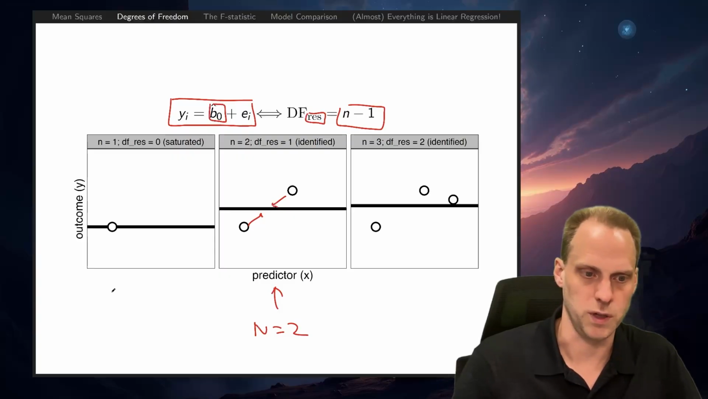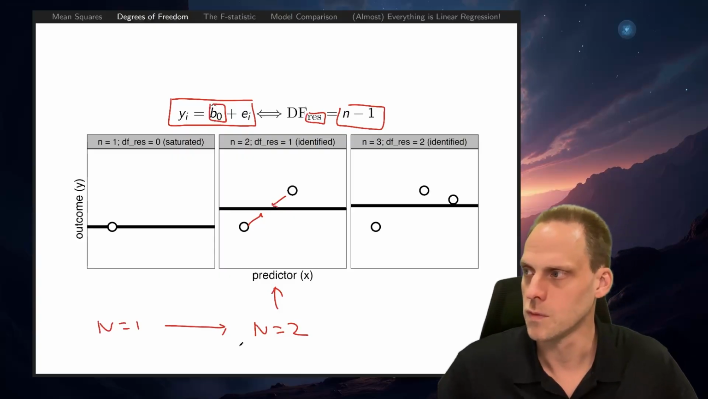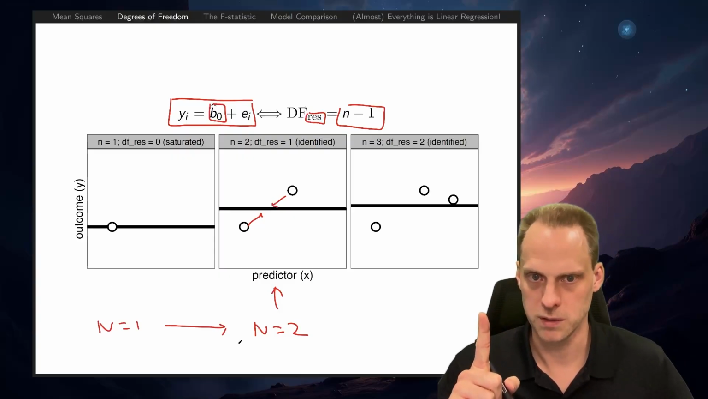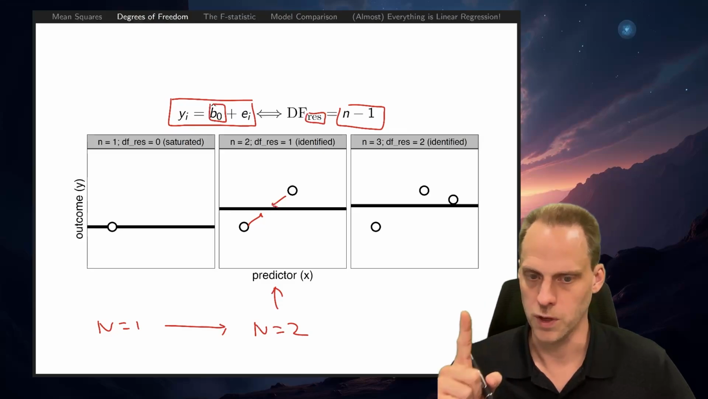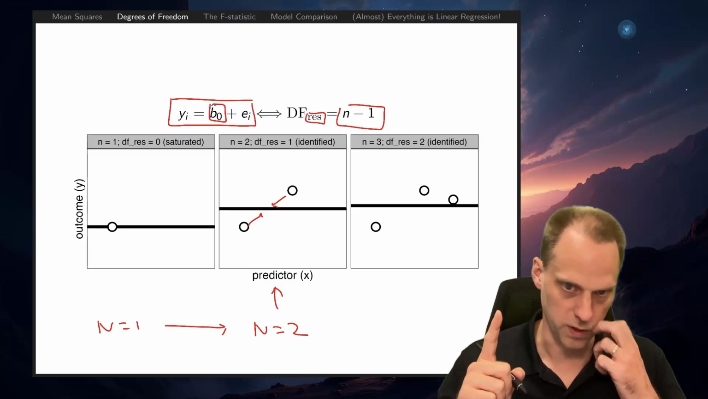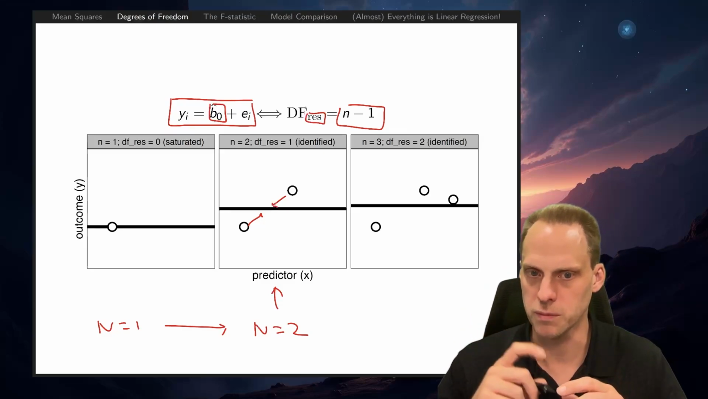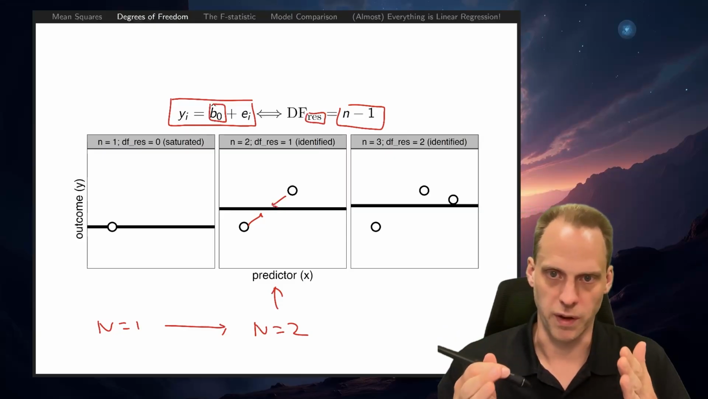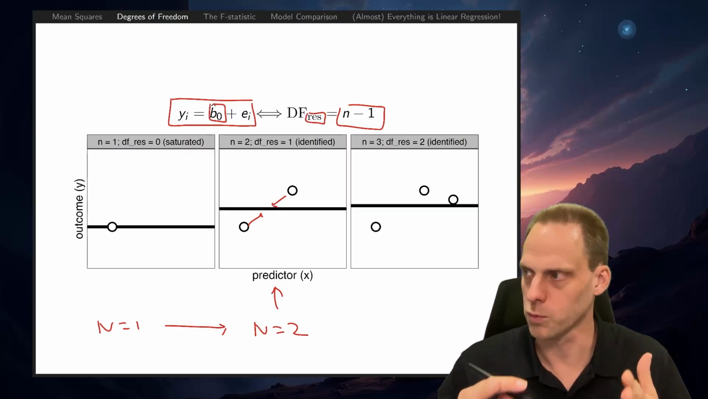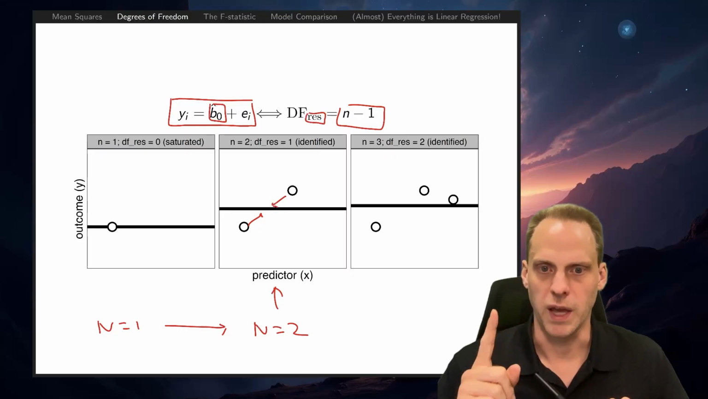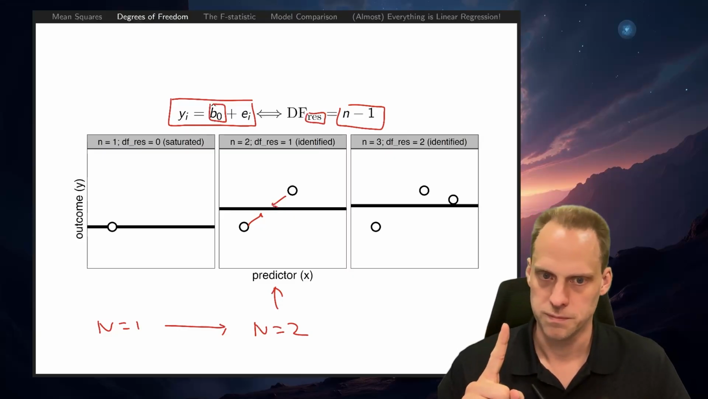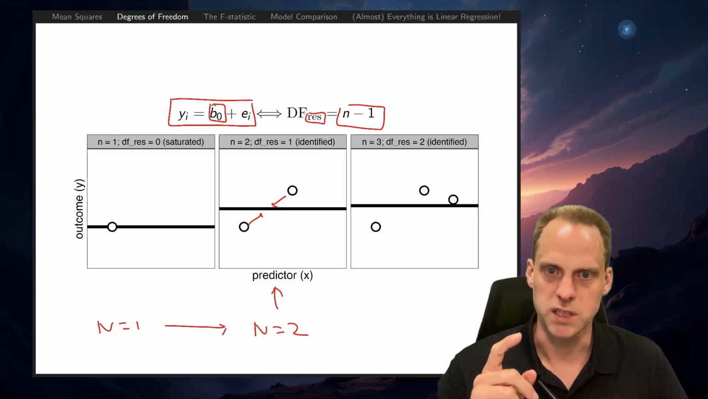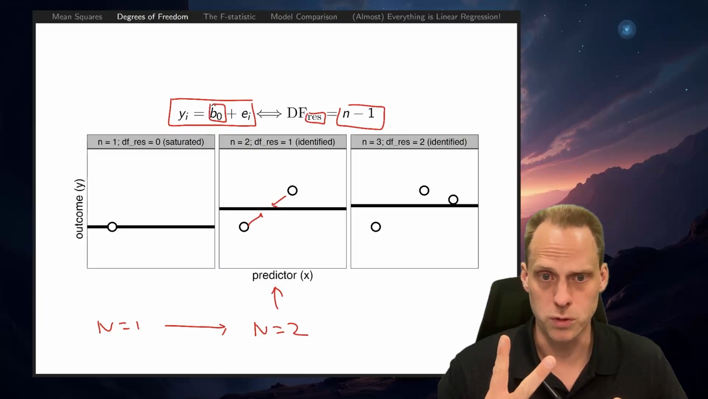But from n is 1 to n is 2, we added only one piece of information. We don't suddenly add more than one piece of information. We are able to calculate something that approximates the variance, very badly, but it will approximate the variance, because we added one piece of information. And because of that, this variance is technically only based on one piece of information, not 2, right?